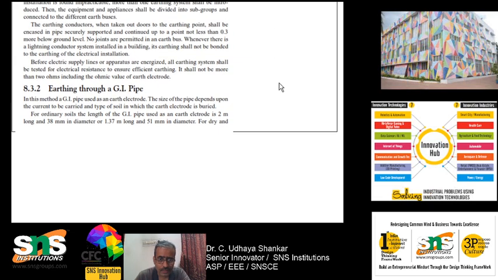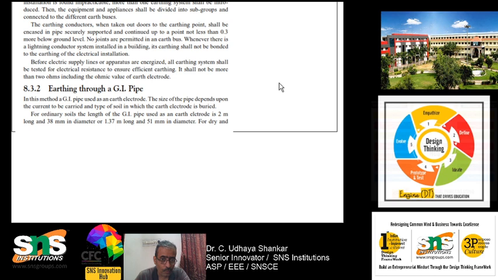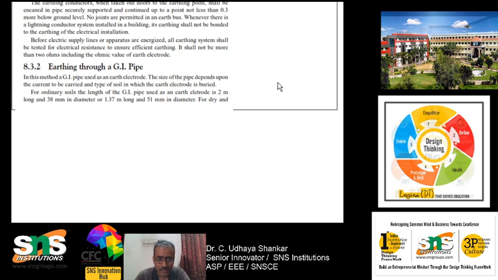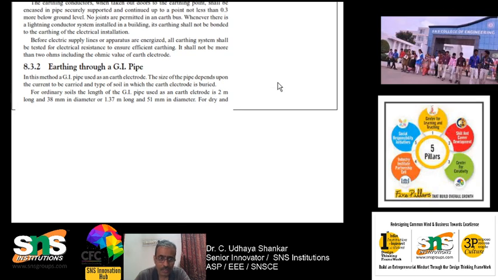The earthing conductors, when taken outdoors to the earthing point, shall be encased in a pipe, securely supported and continued up to a point not less than 3.3 meter below the ground level. Before the electric supply lines or apparatus are energized, the entire earthing system is to be tested for electrical resistance to ensure safe, efficient earthing.